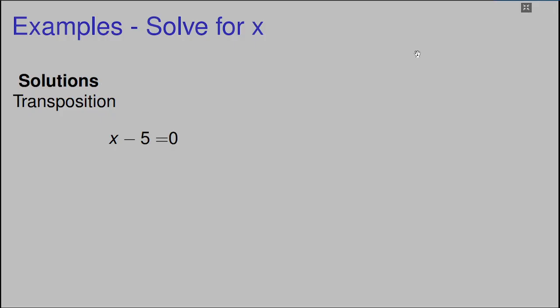For example, here you have minus 5. So if minus 5 jumps the equal sign, then it's going to change into positive 5. And we have successfully solved for x. If you take x and substitute it here, then you're going to see that 5 minus 5 equals 0, which is true. Then another way to isolate x is to divide.